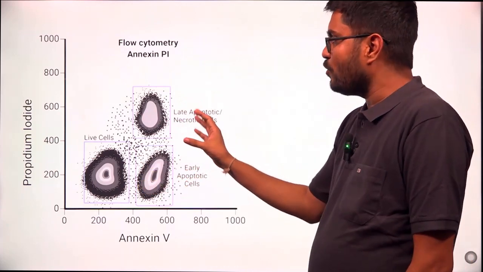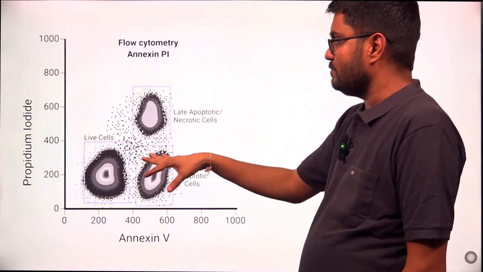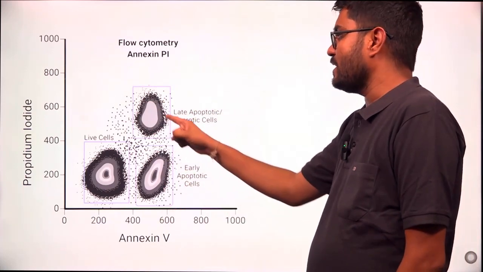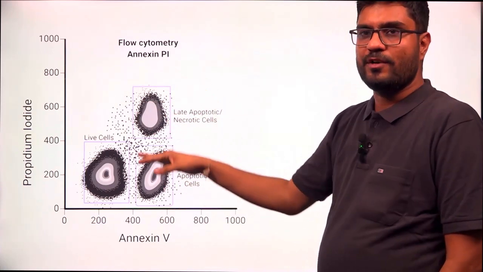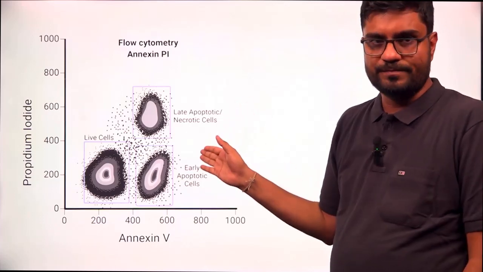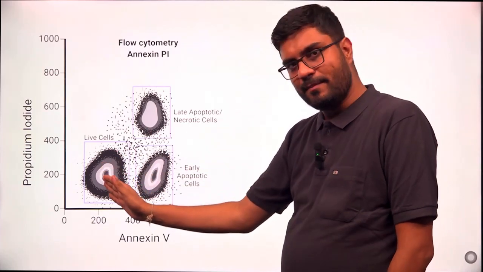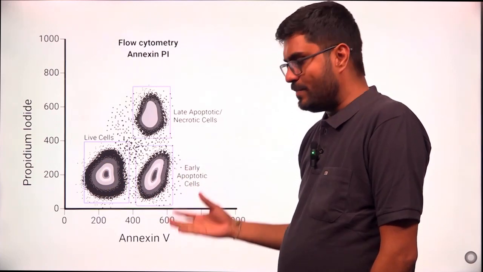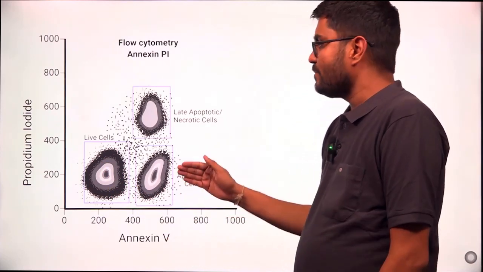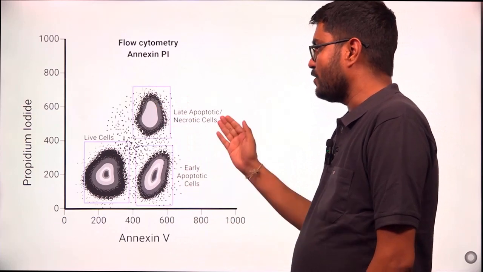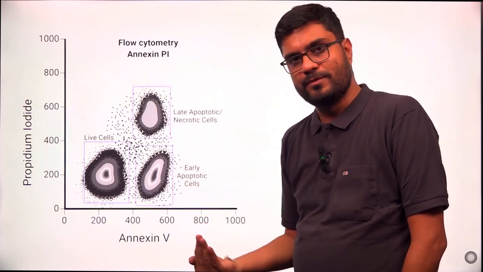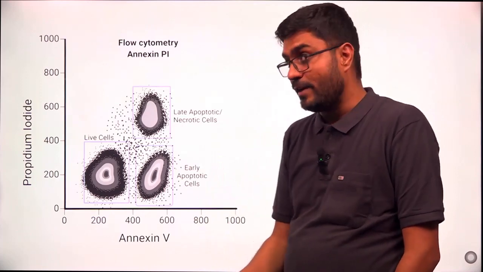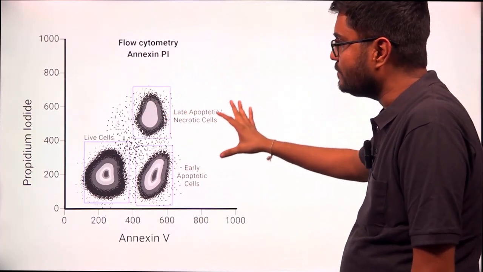So there is no way by which we can define with this graph whether these cells are late apoptotic or necrotic. That is why we mention both. So: healthy cells, double negative. Early apoptotic cells, positive for Annexin-5, negative for propidium iodide. And late apoptotic or necrotic cells are positive for both, positive for PI as well as positive for Annexin-5. So this kind of graph we get.